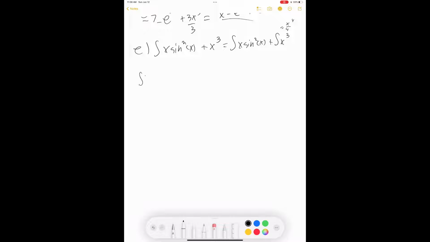And then we're going to have to integrate x sine squared x. How do we do that? Well, integration by parts is always a good idea when you have x times a function. But what is the integral of sine squared x?